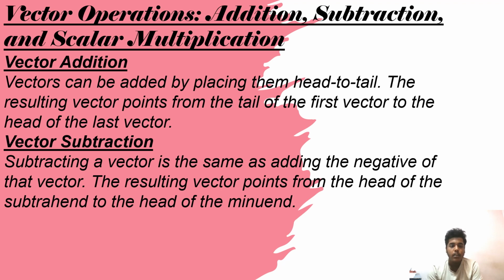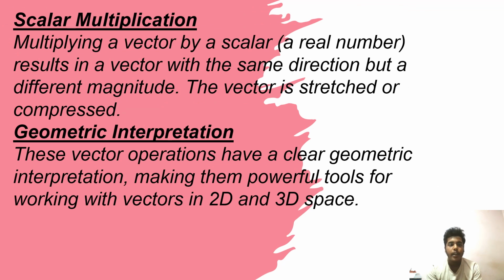Vector subtraction. Subtracting a vector is the same as adding the negative of that vector. The resulting vector points from the head of the subtrahend to the head of the minuend. Scalar multiplication. Multiplying a vector by a scalar, a real number, results in a vector with the same direction but a different magnitude. The vector is stretched or compressed.